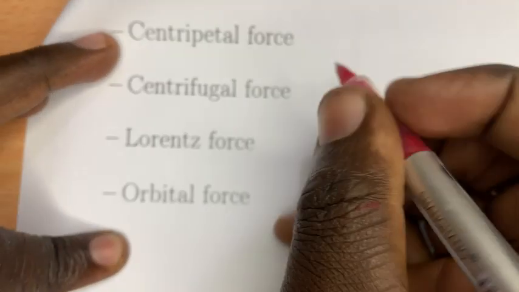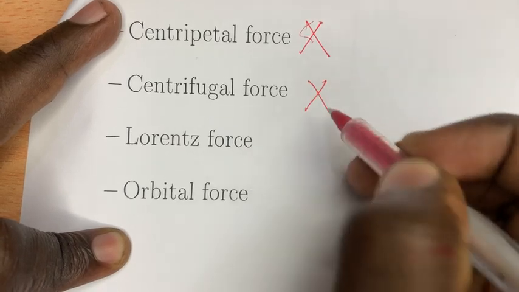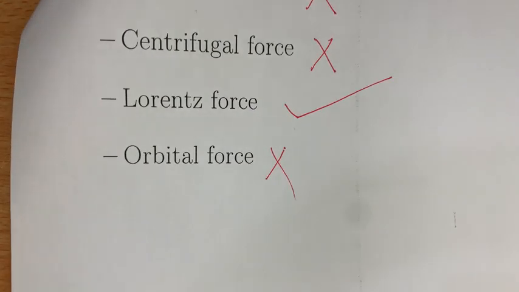Here are our options. The first one says centripetal force, no. Centrifugal force, no. Lorentz force, yes. Orbital force, no. So with this one, I hope you know a lot about magnetism in physics.